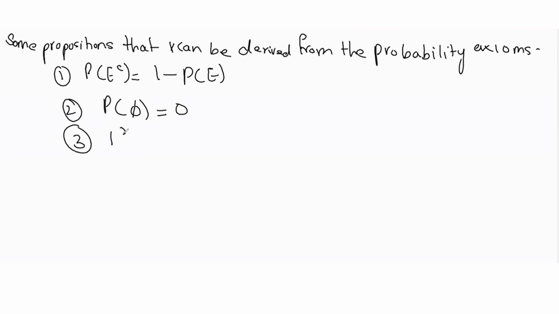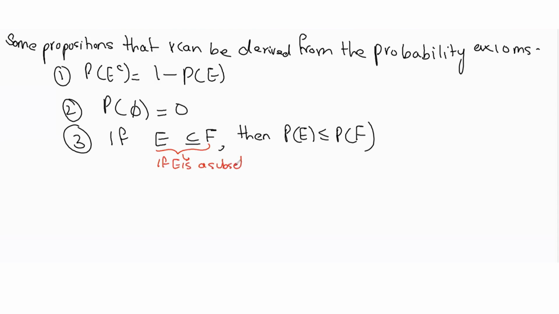I want to look at the third proposition, which is that if E is a subset of F, then probability of E is less than or equal to probability of F. When we say that E is a subset of F, this means E is contained inside F.